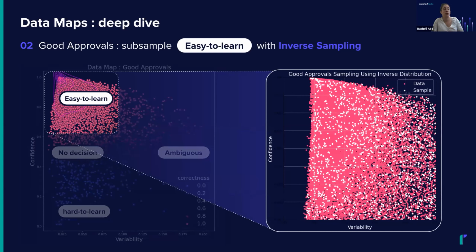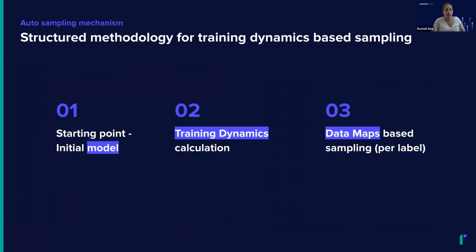Okay, so we saw an example for chargebacks and we saw an example for good approval sampling. I won't show you any more examples, but I do want to zoom out to understand the mechanism that we've got here. So we said that we are starting off with an initial model. In our case, we are using the production model, but you can also use an initial iteration of your model. Using that model, we are calculating the training dynamics per each and every sample in our training set: confidence, variability, and correctness. In the final step, we are using the training dynamics to create our data map and sample based on this data map.